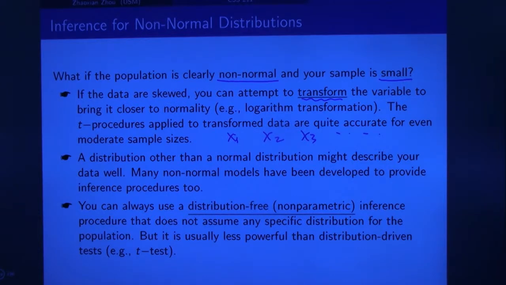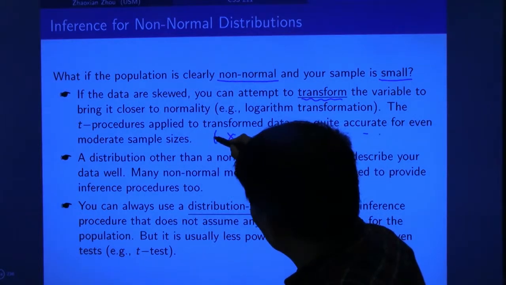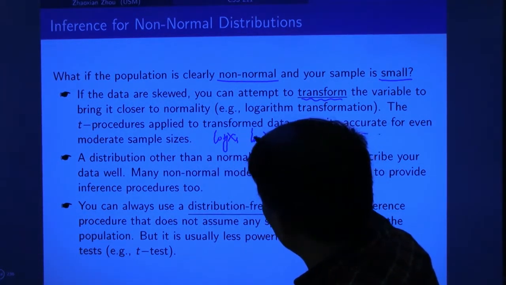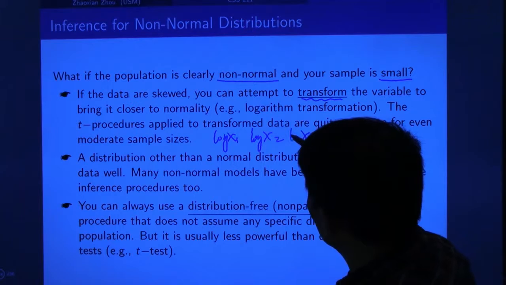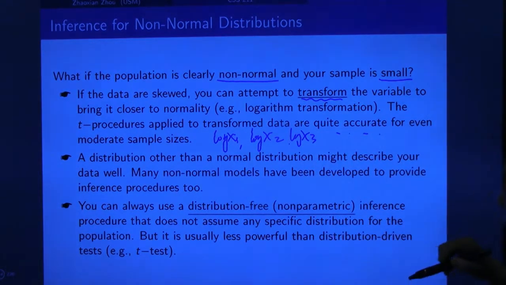If we can use some transformation, for example, log, if we take the log of x1, log x2, and log x3, we get a new set of data. And this new set of data may be much closer to normal distribution or to t-distribution. So in that case, we take this new set of data and deal with z-test or t-test. So this is the first method. And again, we do not discuss the details of this method.